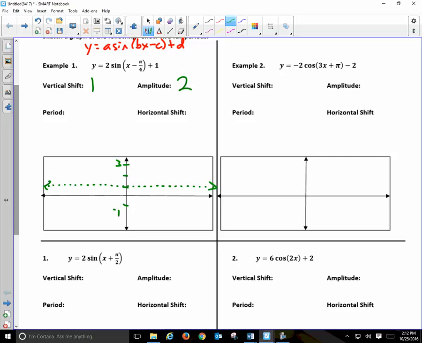Okay, now I'm going to identify the period. For the period, I take 2 pi, and I divide it by the number in front of x. The number in front of x is 1. So I get 2 pi. Why do I divide it into 4 parts?